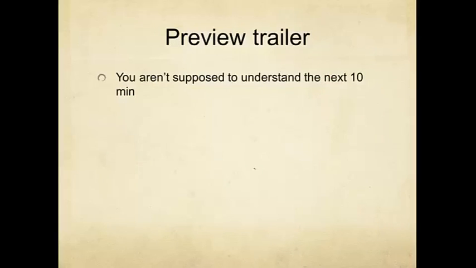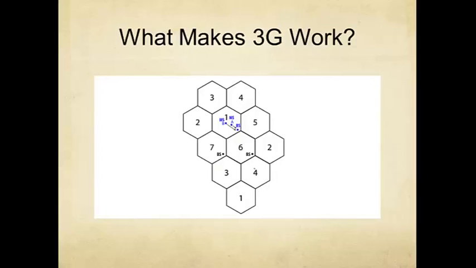I'm going to do a quick preview. And as in any preview, you're not supposed to understand what's coming up next. We're going to use one picture to illustrate each of the 7 lectures in this short course coming up. And this is just to give you a sense of the kind of questions we'll be formulating and answering in this course. I'm going to start with the 3G cellular network.